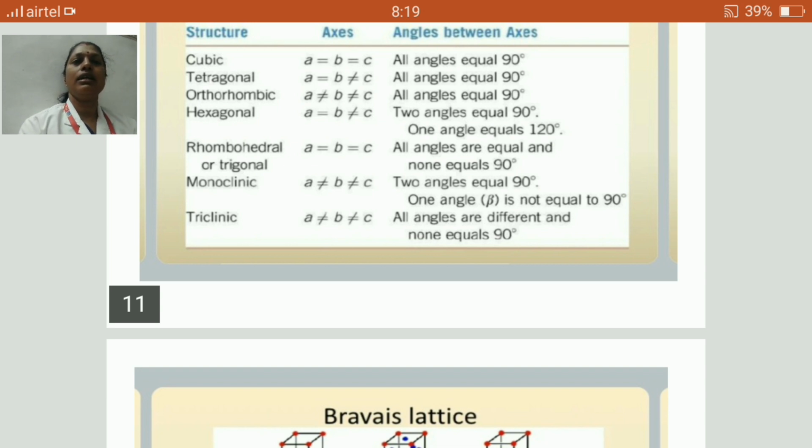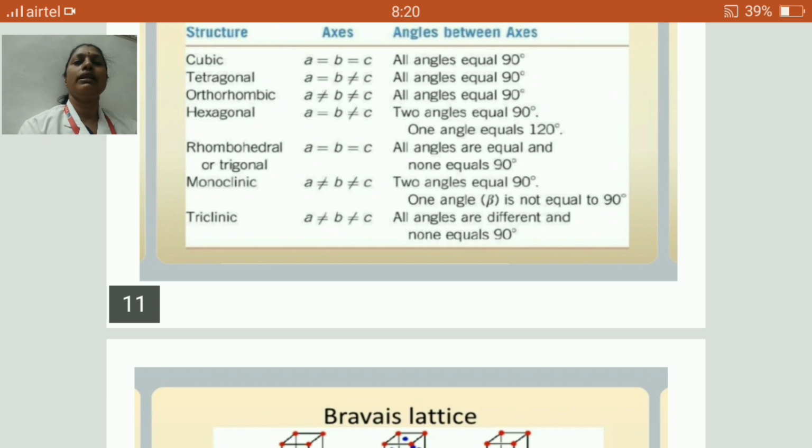In tetragonal, A = B but not equal to C, and the interfacial angles are equal to 90 degrees. In orthorhombic, A, B and C are all unequal, but the angles are equal to 90 degrees. In hexagonal, A = B but not equal to C, and of the interfacial angles, 2 angles are equal to 90 degrees and 1 angle equals 120 degrees. In rhombohedral or trigonal, A = B = C, and all the angles are equal but none is equal to 90 degrees.